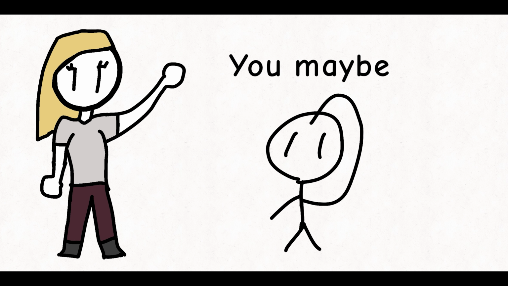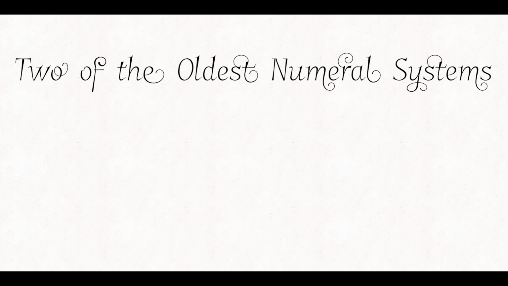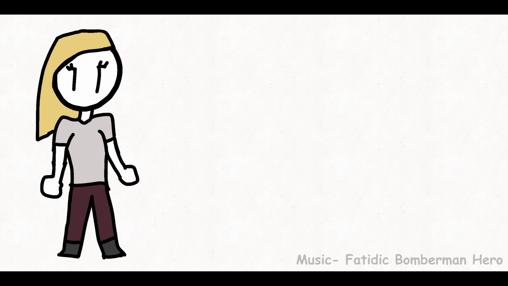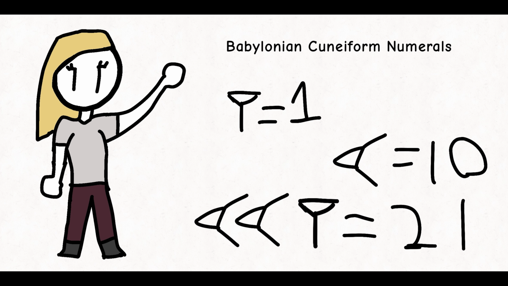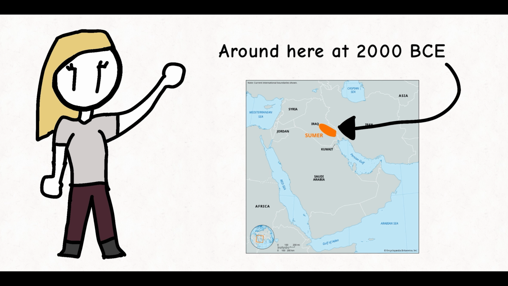Now, you might be thinking, why did I create an entire section called Establishing the Terms just to talk about one? On to two. One of the oldest numeral systems that we know of is called Babylonian cuneiform numerals. It has a base of 10 and 60 and originated around 2000 BCE in Sumer.